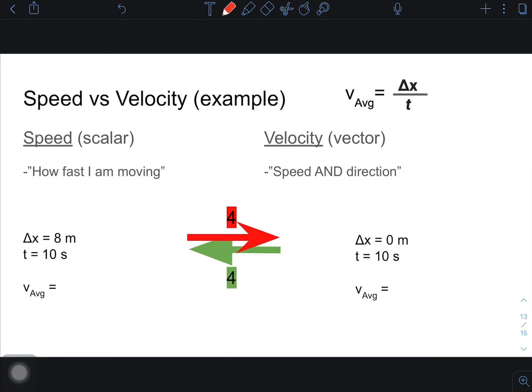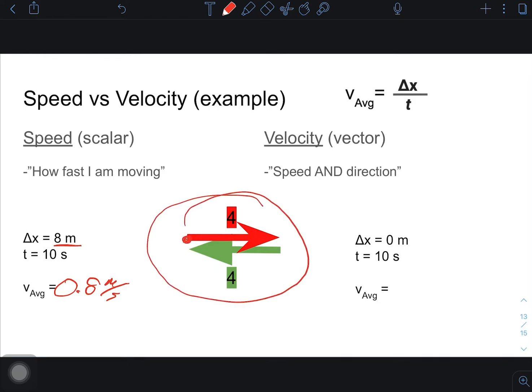Okay. So this is not a trick question, but the idea is the average speed, because I walked a total of 8 meters, is going to be simply 8.8 meters per second. But how far am I from my starting location when I end at the same starting location? It's 0. So my average velocity is 0 meters per second. I'm back to that starting point.